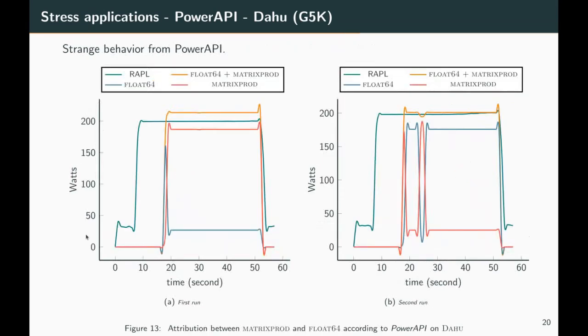So for example, here is the detail of one experiment. 2 runs of the same experiment. We are looking at the difference between Float64 and Matrix Prod, so 2 different programs. Matrix Prod is the red, and Float64 is the blue. Here, Power API in the first run is saying that Matrix Prod is far more expensive than Float64. And if you run the experiment a second time, Power API will come to the conclusion that Float64 is using more energy than Matrix Prod. So actually the contrary of the first experiment. No differences in the context.